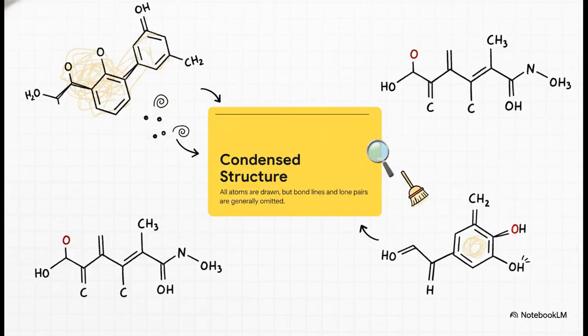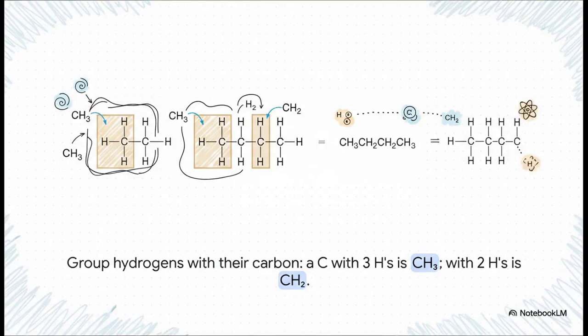So what does that actually mean? Well, a condensed structure still shows every single atom in the molecule, but you just leave out the lines for the bonds and any lone pairs of electrons. Just that simple little change makes the whole thing look so much cleaner and makes it way easier to read and write. The main idea here is really simple. All you do is group the hydrogen atoms together with the carbon atom they're attached to. So a carbon at the end of a chain that has 3 hydrogens, that just becomes CH3. A carbon stuck in the middle with 2 hydrogens, that's CH2.